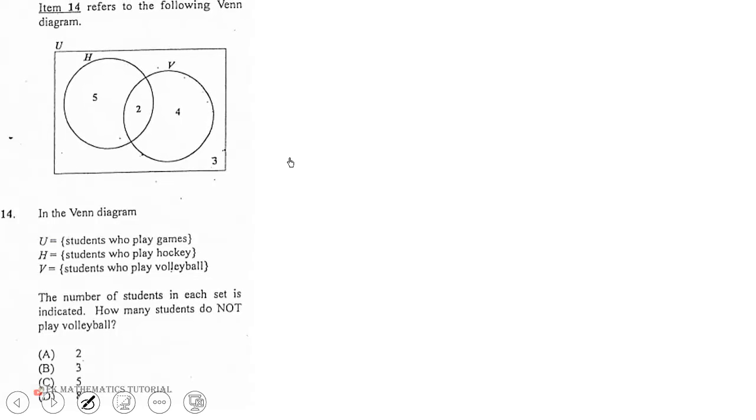Item 14 refers to the following Venn diagram. In the Venn diagram, U is equal to students who play games, H is equal to students who play hockey, and V is equal to students who play volleyball. The number of students in each set is indicated. How many students do not play volleyball?